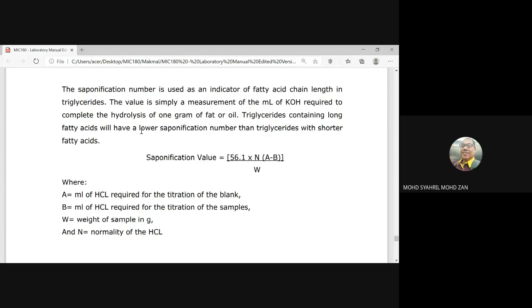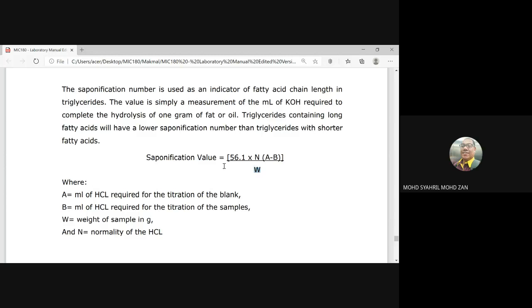So how do we do that? We put in the formula. Saponification value equals 56.1 times N times (A minus B) divided by W. This number 56.1 is a constant, actual and fixed; it is always there in the formula. The only things that can change are N, normality, A, B, and W.